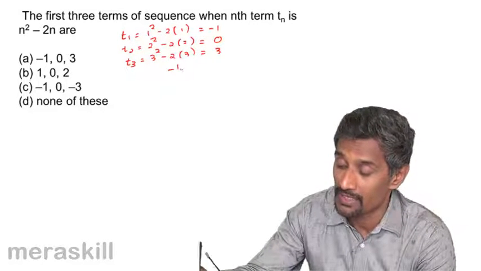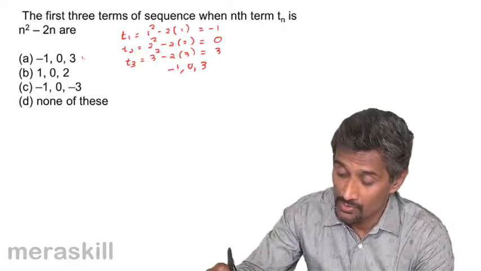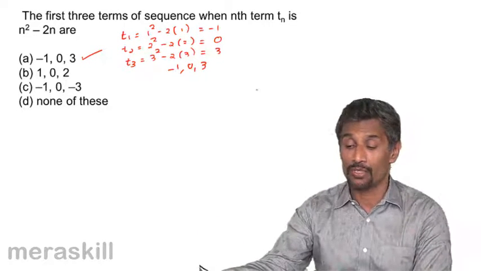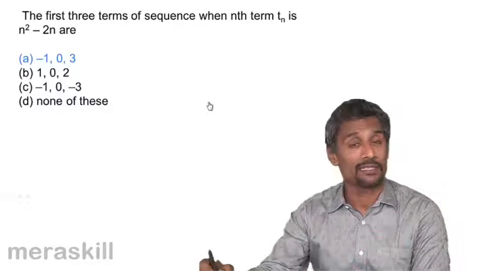So it's going to be minus 1, 0, and 3. The first one, minus 1, 0, and 3 will be the first 3 terms of this particular sequence. And yes, we have it.